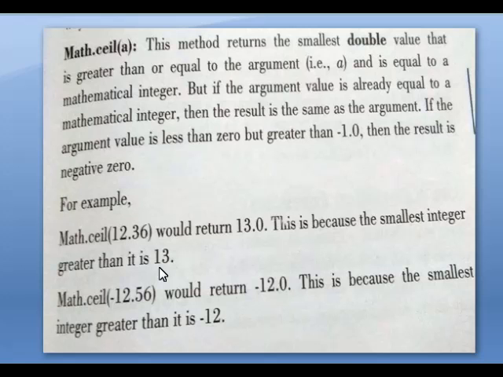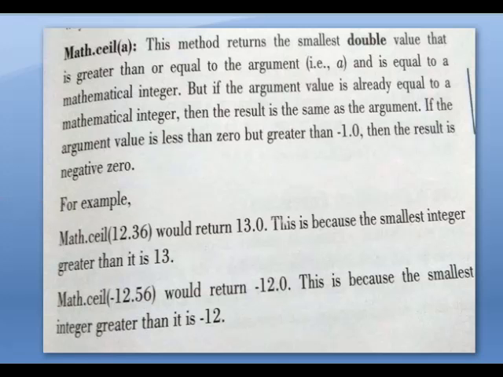If it is a negative number, it will not take the next value. Whether the digit after the point is 5 or 7 or 9 or 3, whatever it may be, it will take only the value before the point. So Math.ceil(-12.56) would return -12.0. This is because the smallest integer greater than it is -12.